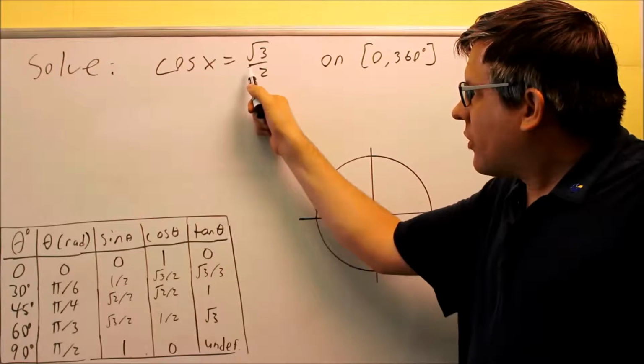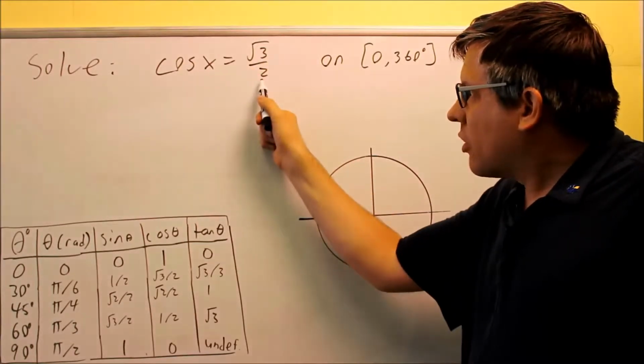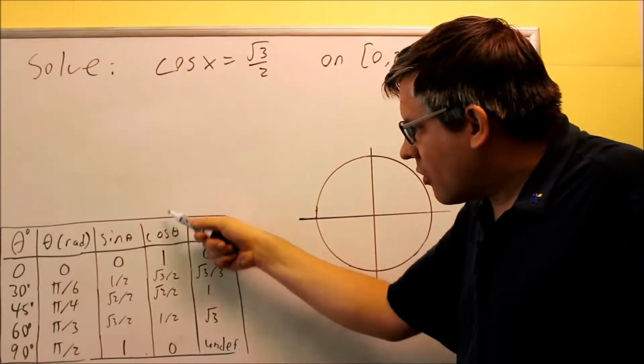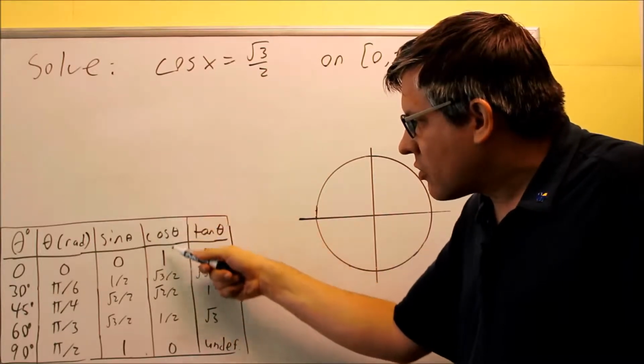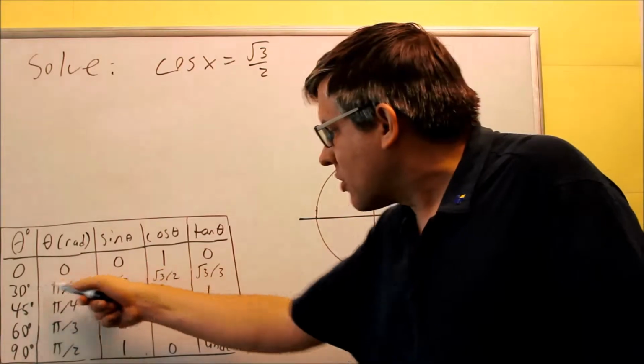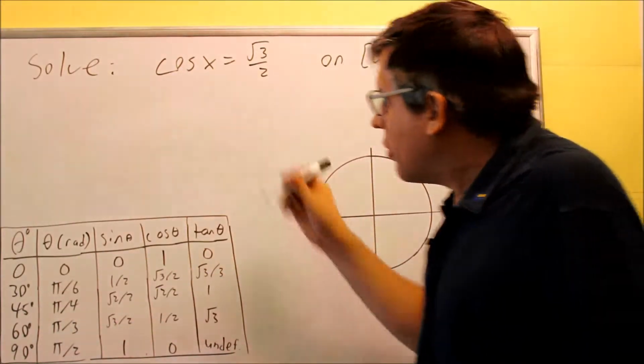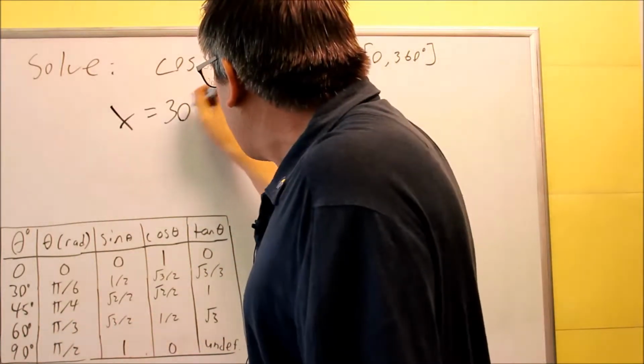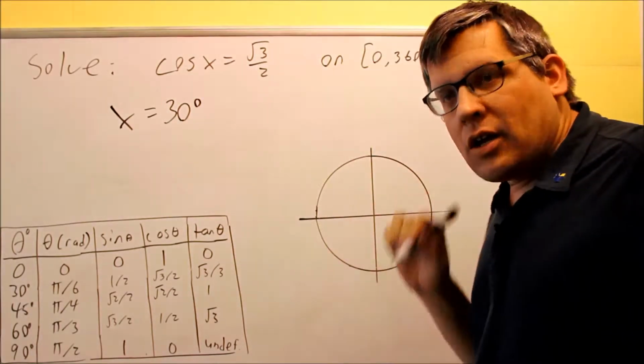If I want to solve this equation, I'm first going to look at square root of 3 over 2. I'm going to find that on the cosine column of my table. So I go down the cosine column, and here it is, square root of 3 over 2. I want to find the angle that's associated with that, and that's going to be 30 degrees. So I know that x is going to equal 30 degrees. That's going to be one of my answers.